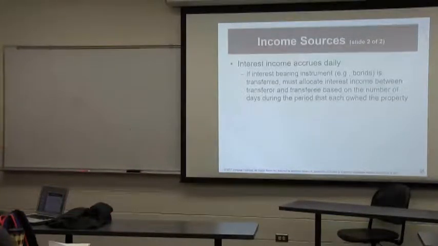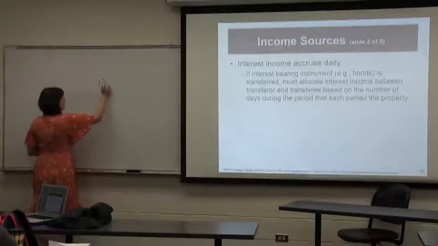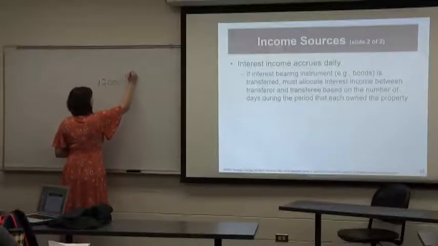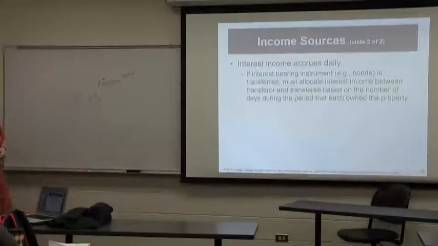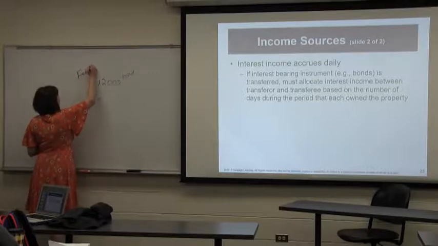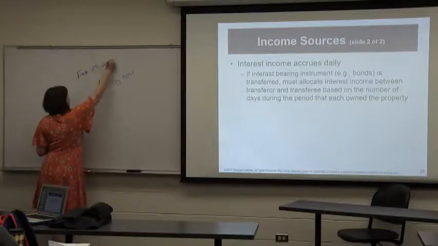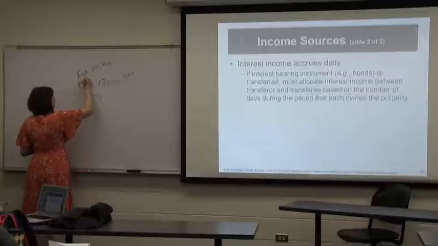So if we look, there's an example, 21. Floyd, a cash basis taxpayer, gave his son Ethan corporate bonds with a face amount of $12,000. So we have a $12,000 bond with a 5% stated annual interest rate. The gift was made on February 28th, 2016, and interest is paid every quarter.